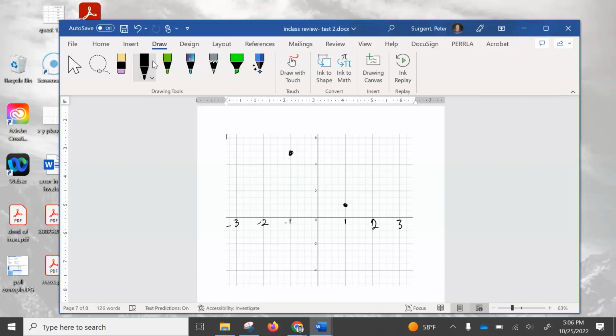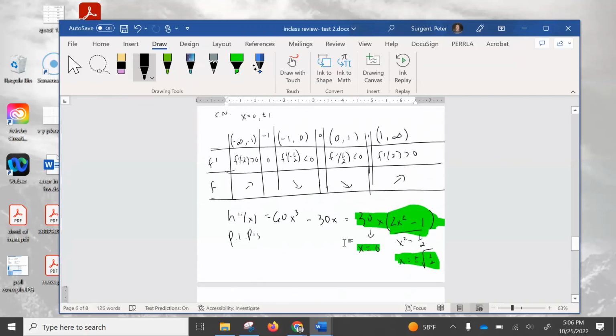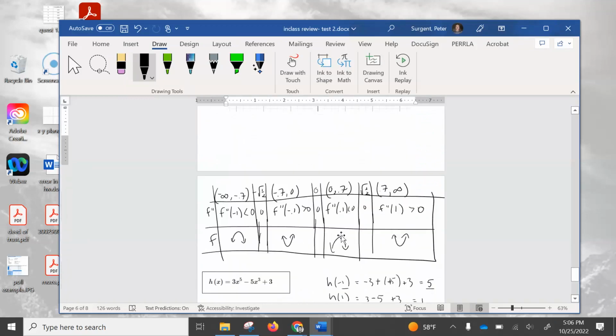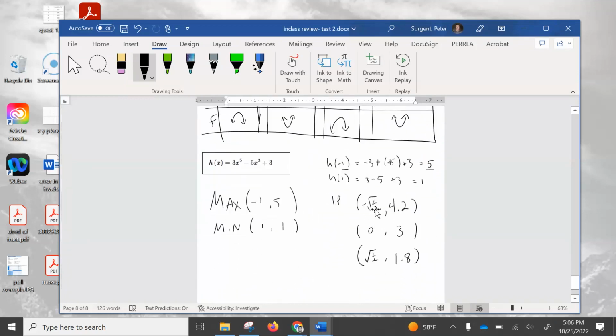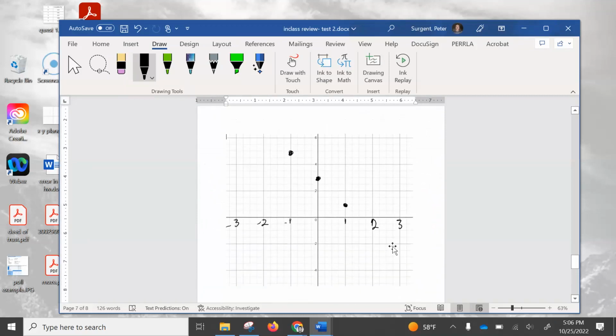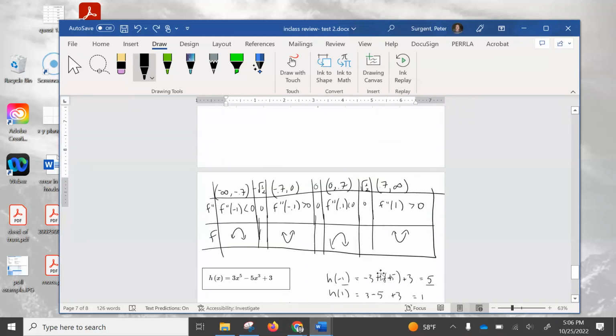Inflection points, 0, 3. The intercept was an inflection point. That's right here. And then I got to try and find those more difficult inflection points. Where were they? 1/2, negative 1/2, negative square root of a half, which is negative 0.7, 4.2. Now let's make them, I don't know, green for inflection point. Nope. That's the minimum. And then 0.7, 1.8.